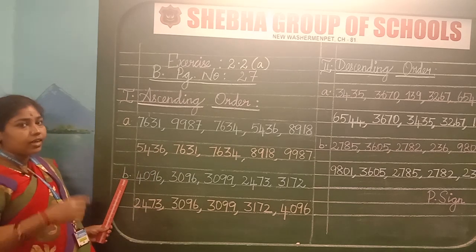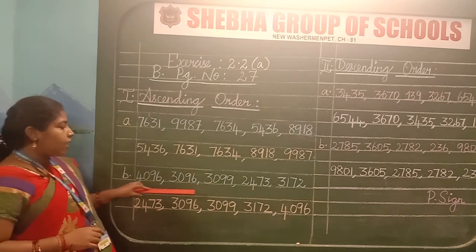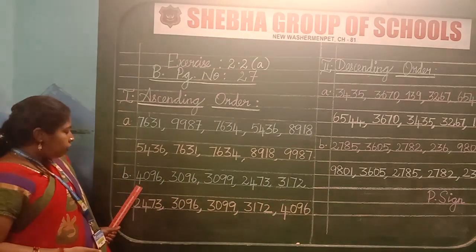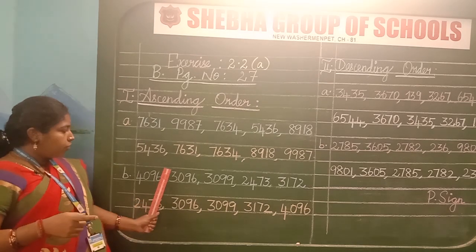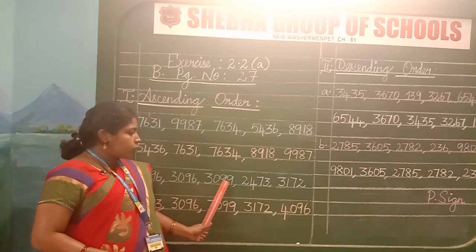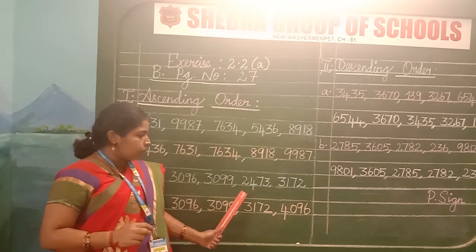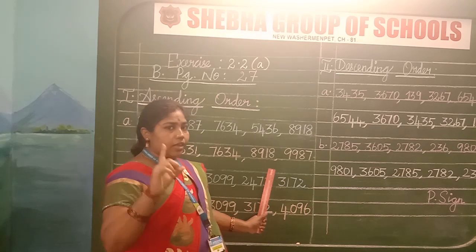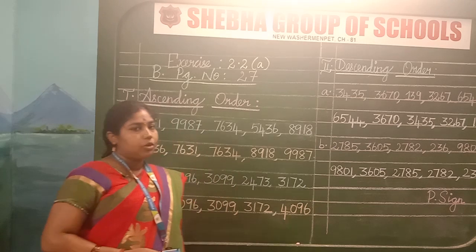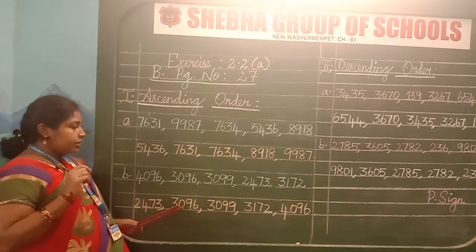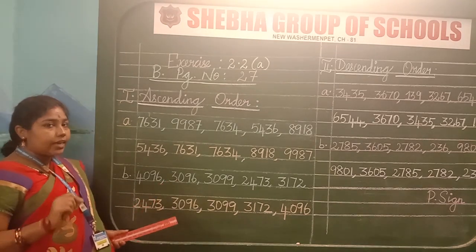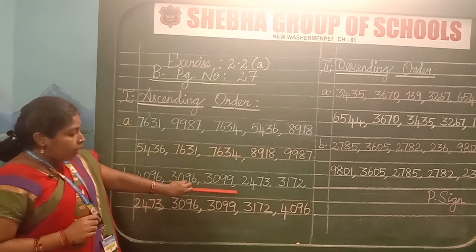Write the B in a margin side. Again we are having a set of sequence of numbers. So shall I spell it? 4096, comma, finger gap. 3096, comma, finger gap. 3099, comma, finger gap. 2473, comma, finger gap. And the last number 3172. Children, write neatly. The shape of the numbers is very important. Look at the number and write. Observe it and write. Leave one line.